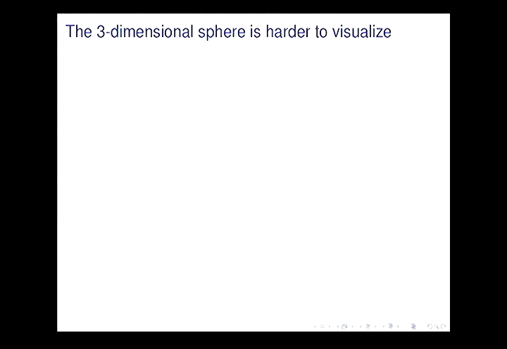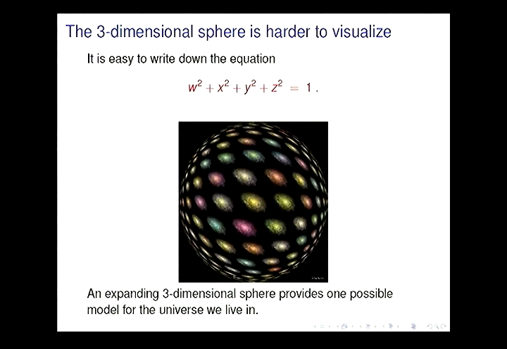Well, the three-dimensional sphere, I can't really draw a picture of it, but we can write down the same equation. Now, we take the space of 4 real variables and look at the set of points of distance 1 from the origin. The three-dimensional sphere has played an important role in cosmology, one possible model for what our universe might look like.